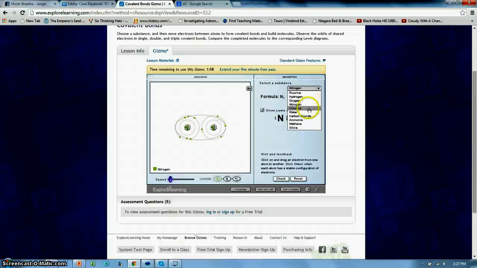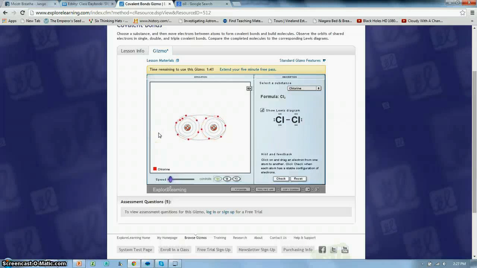Let's go back to a simpler version here of, let's say, chlorine. Again, 7 valence electrons. I'm just going to take 1 from each and split them between the 2. And so now you can see the 2 electrons shared between the 2 atoms. So they're sharing electrons in order to fill that valence shell.